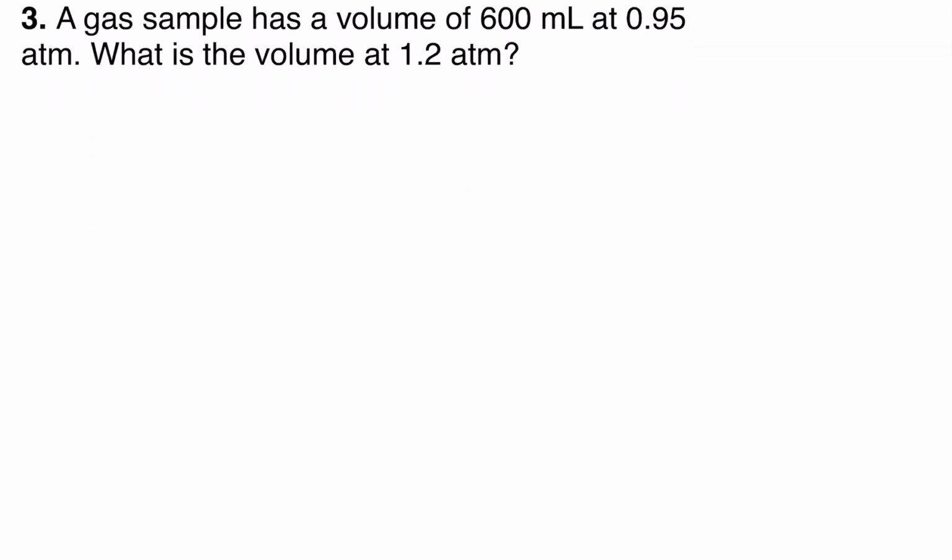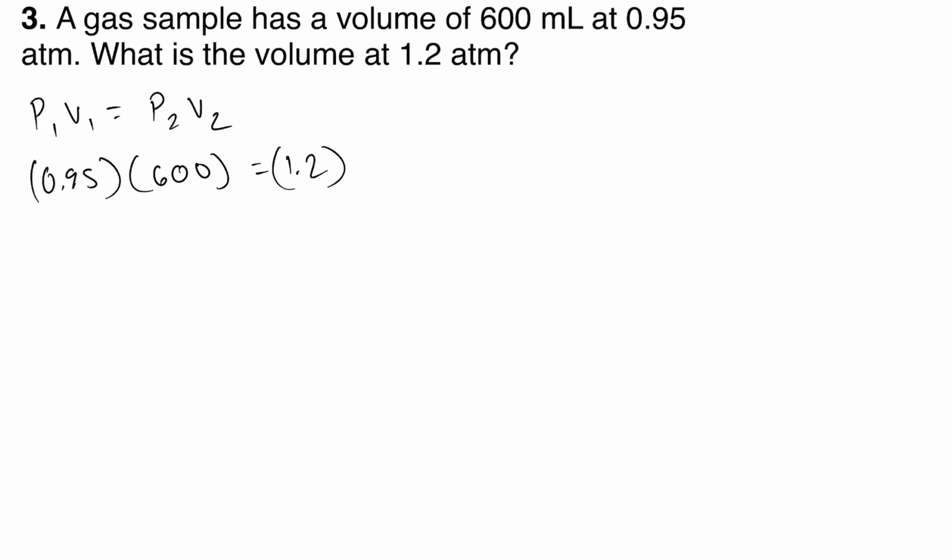Let's try one last problem. A gas ampoule has a volume of 600 milliliters at 0.95 atmospheres. What is the volume at 1.2 atmospheres? So here, quickly, if the pressure is increasing, the volume must decrease. But let's plug it in. Let's plug into our formula. P1 V1 is equal to P2 V2. We have 0.95 times 600 milliliters is equal to 1.2 and then V2.